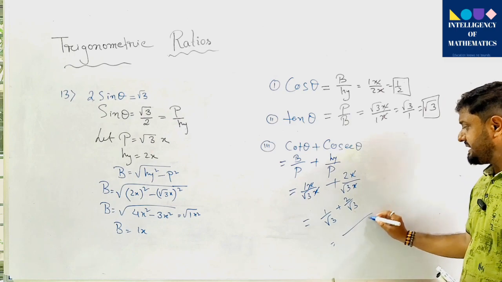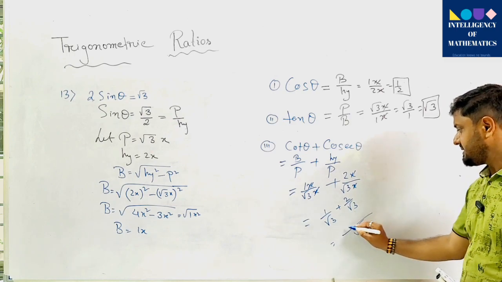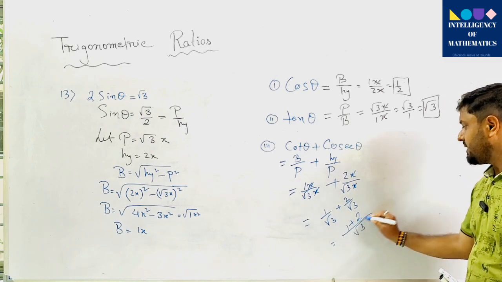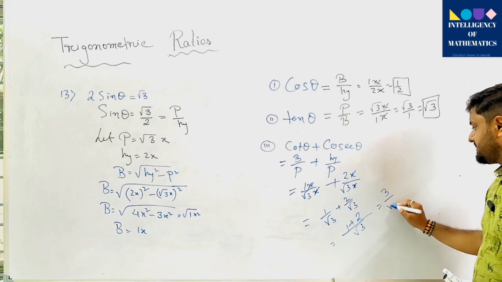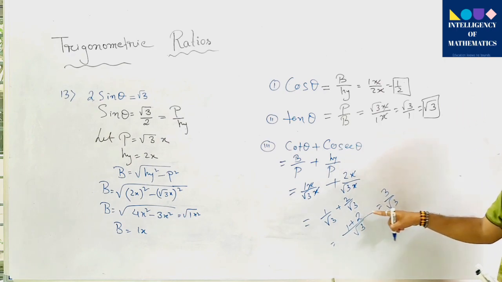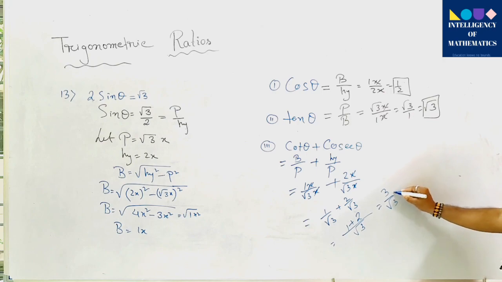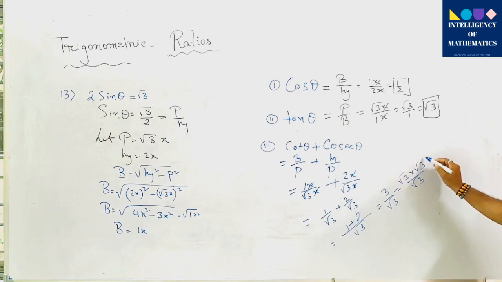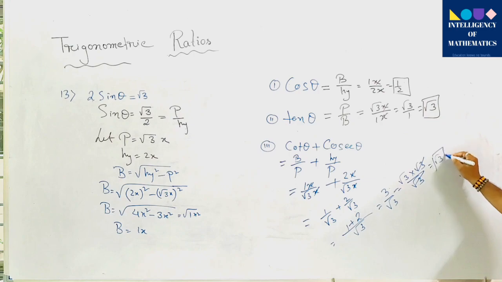Both the root 3s are there in the denominator, so root 3 will be the LCM. We will get here 1 plus 2, 1 plus 2 is 3 by root 3. Now this 3 by root 3 can be written as, this 3 means root 3 into root 3, and down there is already 1 root 3, so you can cancel it out. So the final answer of that will again be root 3.